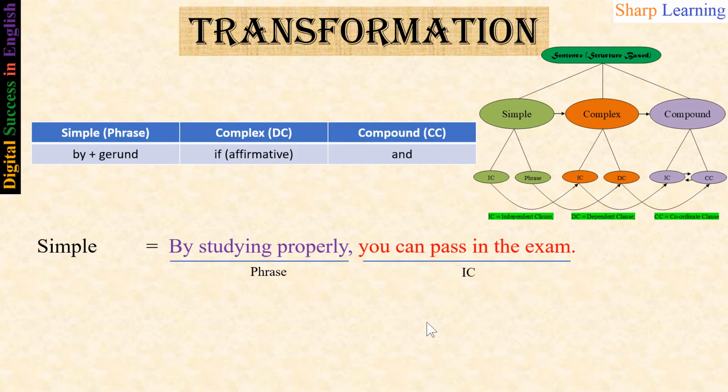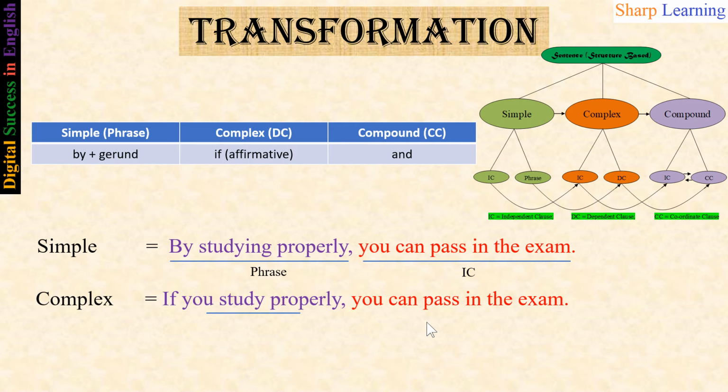Nothing else. This phrase will be DC, then IC will remain IC. See here, if you study properly, it has been a DC: you can pass in the examination. It has remained the same, that means IC has been IC. How have we changed it? By studying properly, it was a phrase, but in complex sentence we have made DC.